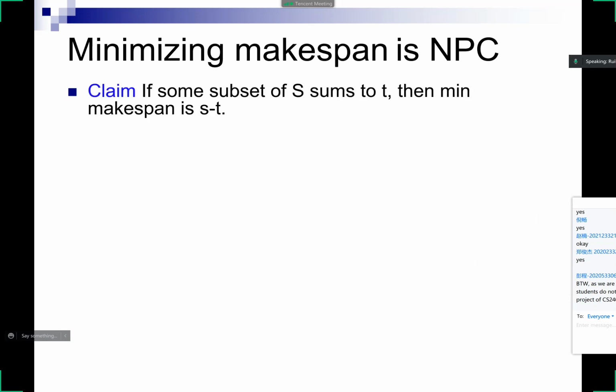And so the claim is that if you have a yes instance of subset sum, meaning that you have a subset of S which sums to t, then the makespan is going to be s minus t. And then later we're going to prove the reverse direction. But let's first prove this direction.